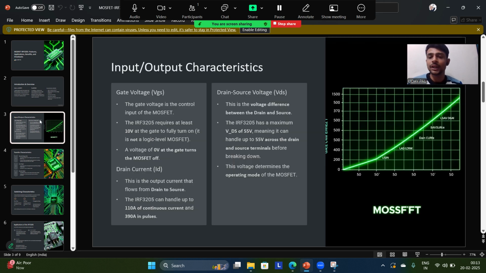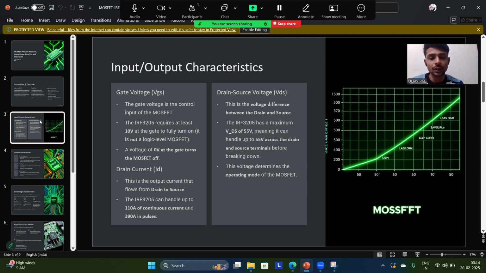Now, come to the input output characteristics. First let's talk about the gate voltage. IRF3205 requires at least 10 volt to turn on, and 0 volt to turn off. And the drain current, it can handle up to 110 ampere of continuous current, and 390 ampere in pulse.